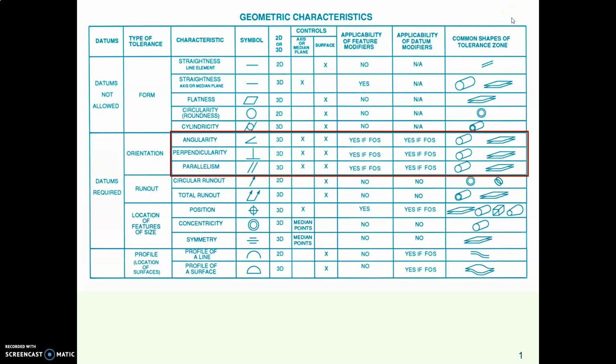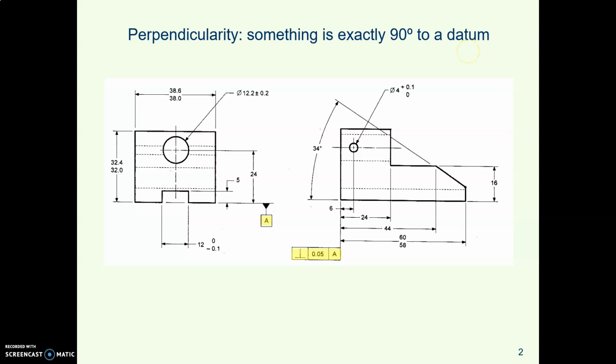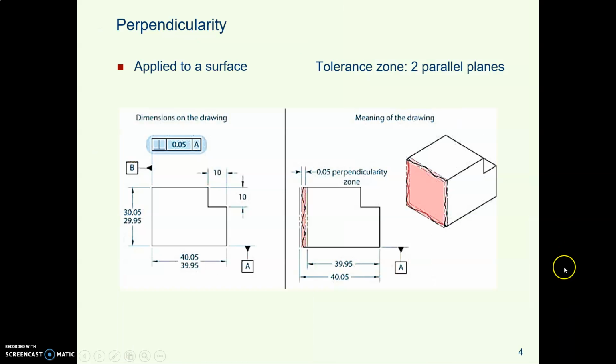For our final orientation control, we will look at perpendicularity, which means something is exactly 90 degrees to some datum. In this part, they are controlling perpendicularity of that surface. You can also control, as in the bottom picture, perpendicularity of the center plane of a flat thing, or perpendicularity of the center axis of a round thing.